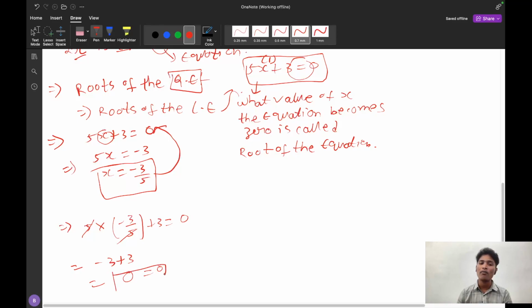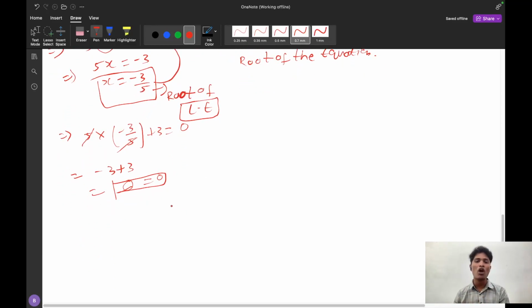Yes, what value of x is it satisfying? At x equal to minus 3 by 5, this equation becomes 0. So this value of x is said to be the root of the equation. Root of linear equation. It is a linear equation, so it is the root of the linear equation. Now you have to understand what is the root of a quadratic equation.